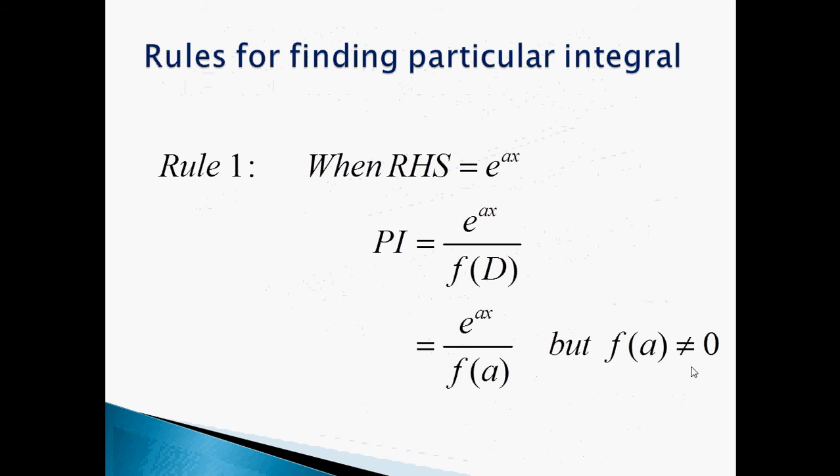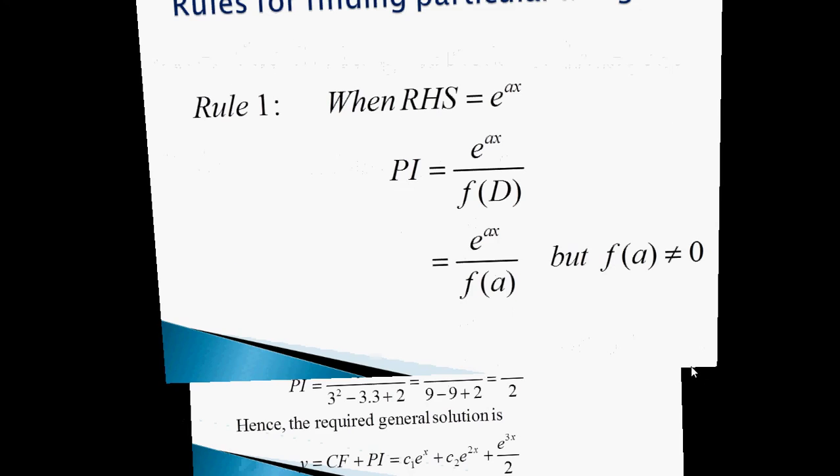Rules for finding particular integral. Rule 1. When the right hand side of the differential equation is e to the power ax, then the particular integral is equal to e to the power ax upon f(D). We replace D by a, where a is the coefficient of x in e to the power ax, but f(a) is not equal to 0.